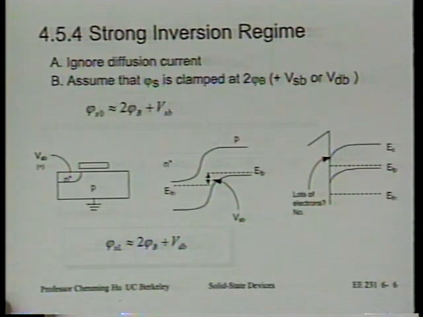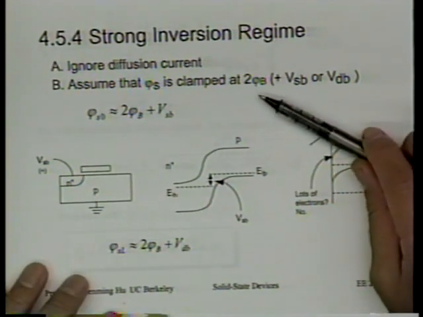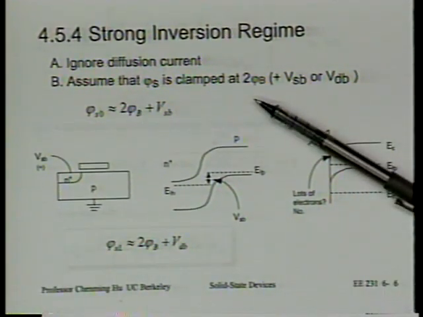So let's look at some special cases. The first special case the textbook looks at is called the strong inversion regime, in section 4.5.4. What it does in this section is ignore the diffusion current and also assume that phi S is clamped at 2 phi B. Now that's the usual assumption. Once we reach inversion, band bending is clamped at 2 phi B and does not continue to increase. Our standard Charge Sheet model does not make this assumption, by the way.